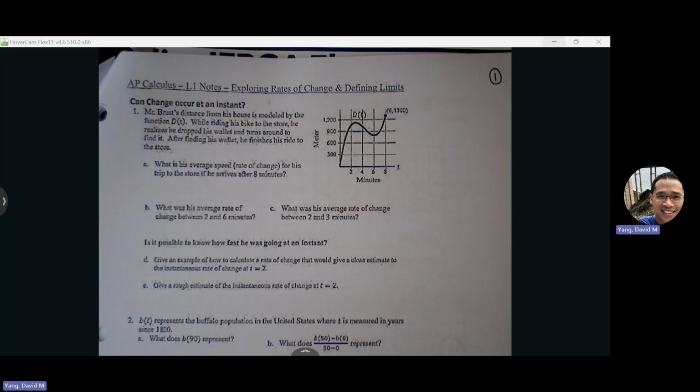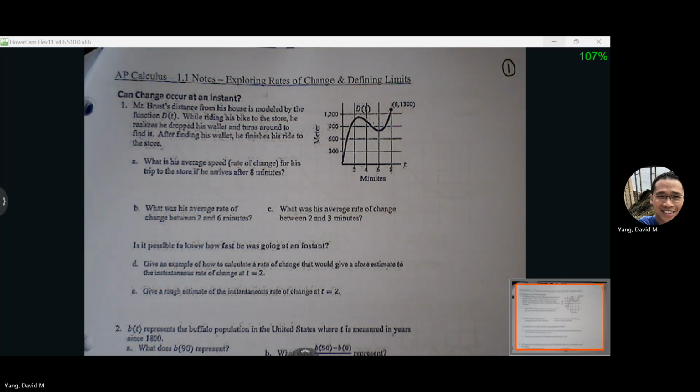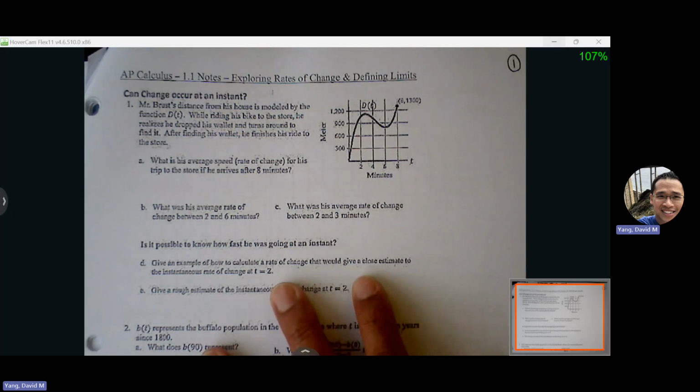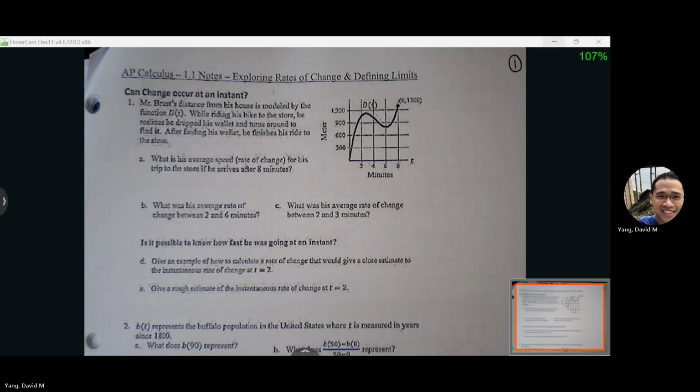Okay, so page 1, we're going to start off with slope. So slope is going to be the big idea for when we talk about derivatives, but we're just going to start off with this here.